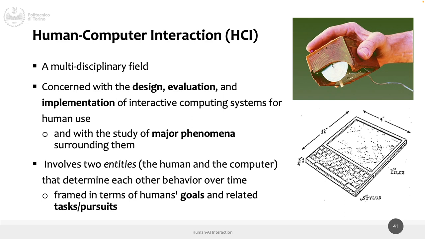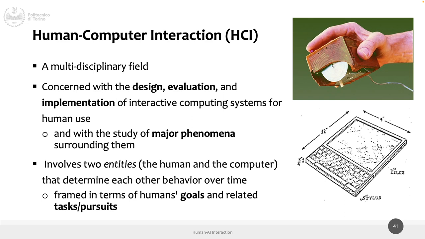So let me start by saying what human-computer interaction is. It is a multidisciplinary field, born at the intersection of computer science, psychology, and design, and it has evolved over time. It is concerned with the design, evaluation, and realization of interactive computing systems for human use in general, and with the study of the major phenomena surrounding them. So not just creating things, but also understanding why we need to create those things and what their impact is on people, work, society, etc.